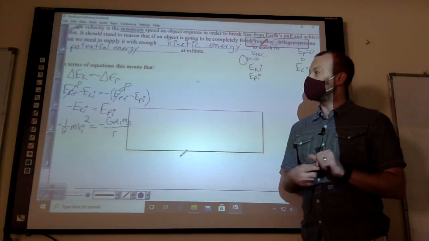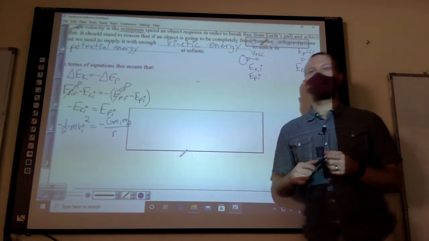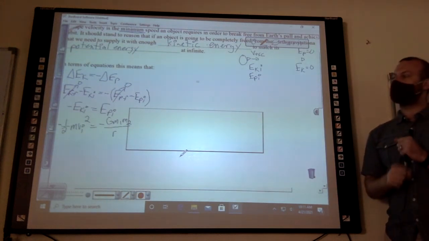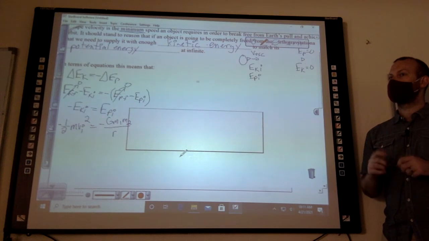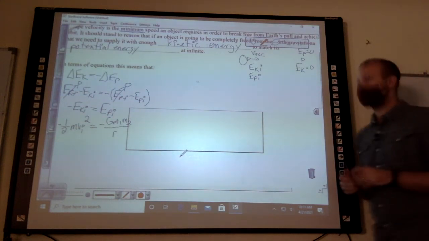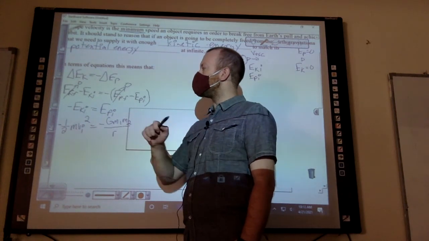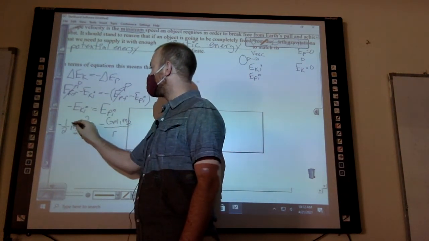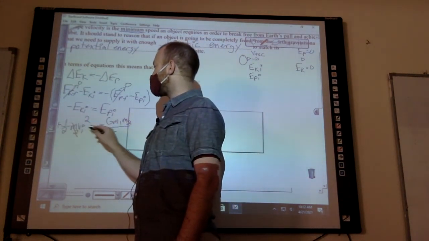I've got a mass on the left-hand side. Is that mass 1 or mass 2? Why would you say mass 2? Exactly. So the kinetic energy here is of the object. So therefore it has to be the mass of the object. So this is mass 2, and these cancel. Both sides are negative, those cancel.